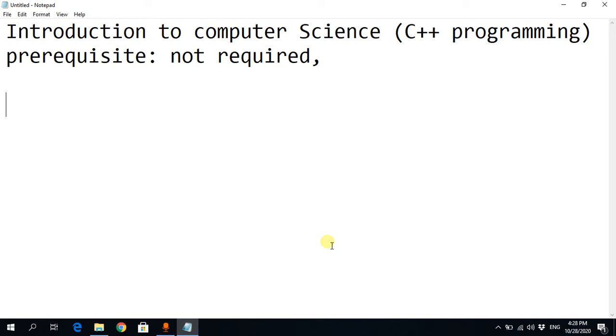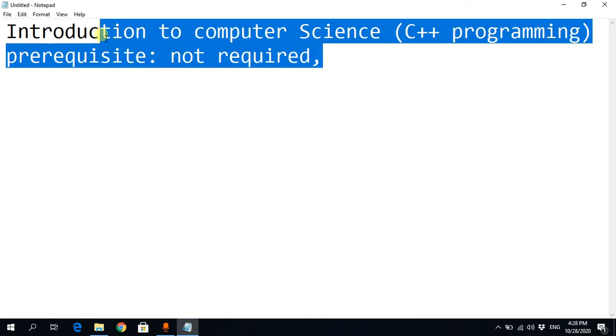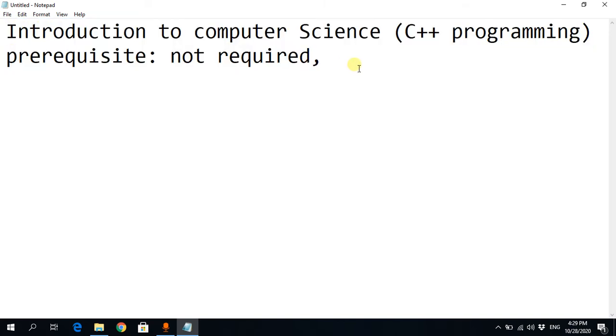This is a very introductory course, Introduction to Computer Science with C++ programming, and you do not need any prerequisite. I mean, if you are totally new to computer science and do not know anything about it, you can take this course. This is the first and basic course of computer science. In this course, we will learn how to program our logic and how to talk to the computer.